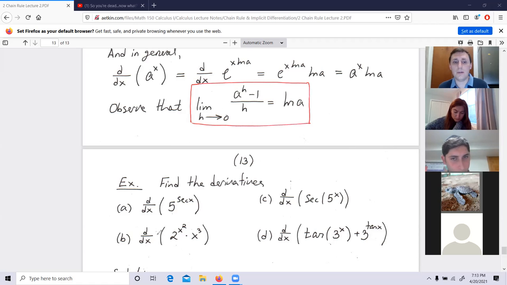Now do part b. It's 2 to the power of x squared times x cubed. Please take the derivative of that.